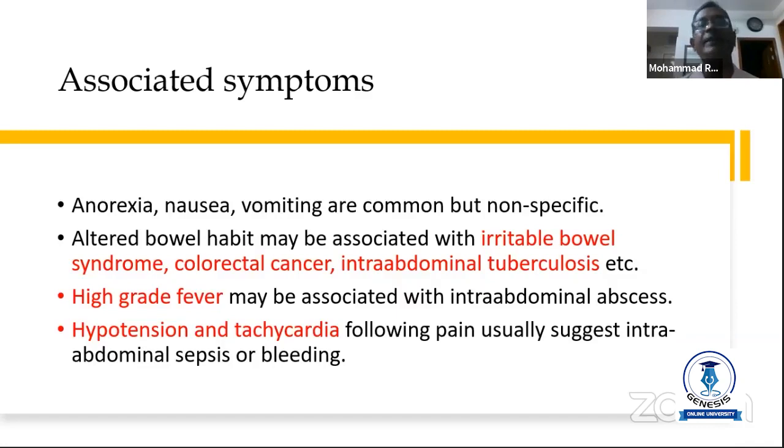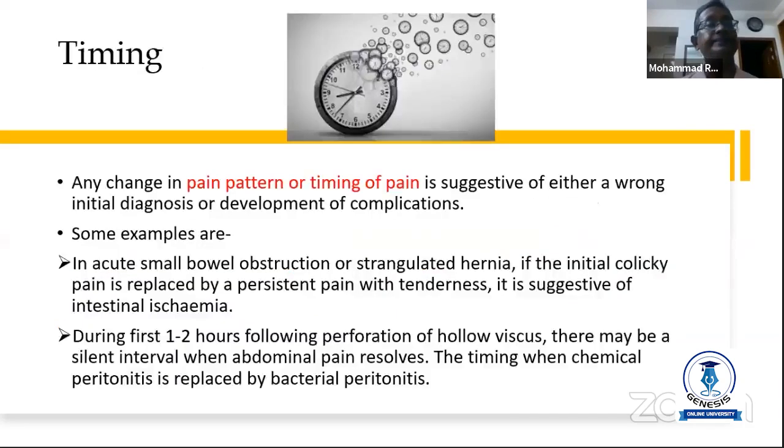In case of high-grade fever, we think about the patient having an abscess, or any source of abdominal abscess can produce high-grade fever, and enteric fever may cause right iliac fossa pain as well as high-grade fever. Hypotension and tachycardia may be associated with abdominal pain. You must think about sepsis or intra-abdominal bleeding.